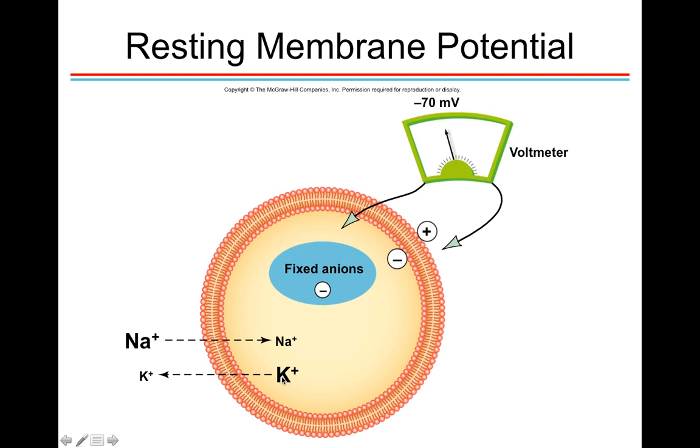A second factor that helps give the inside of the cell a negative charge compared to the outside of the cell are the fixed anions, such as DNA and proteins that have a negative charge as well. So if you were to take an electrode and put one on the inside of the cell and one on the outside of the cell, we can measure the difference and see that the inside of the cell is going to be negative 70 millivolts, 70 millivolts lower than the outside of the cell.